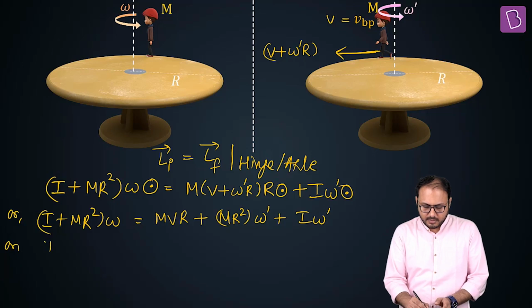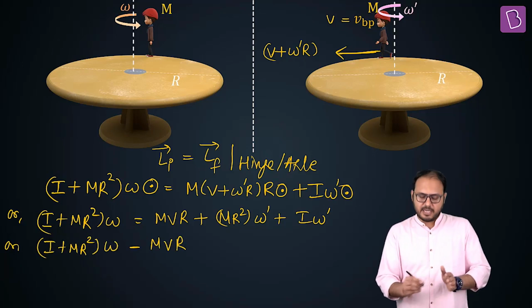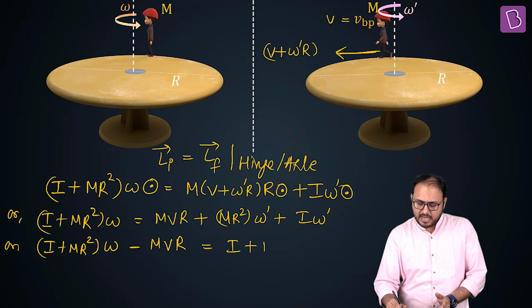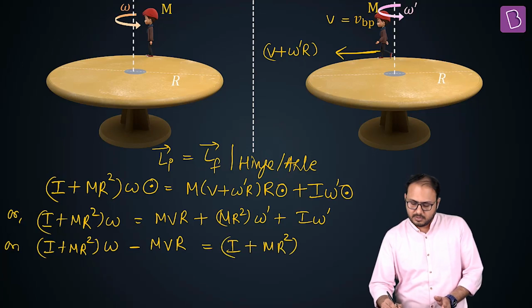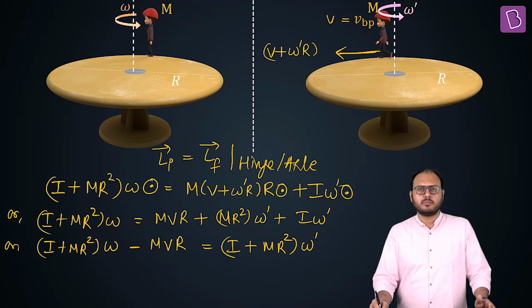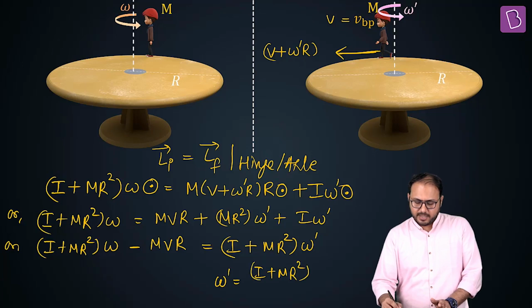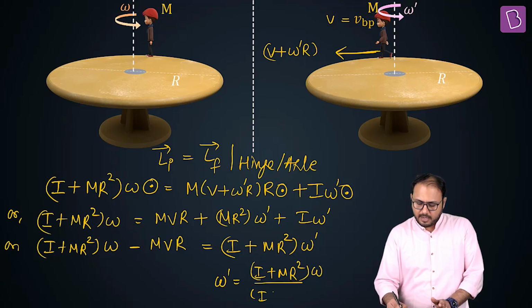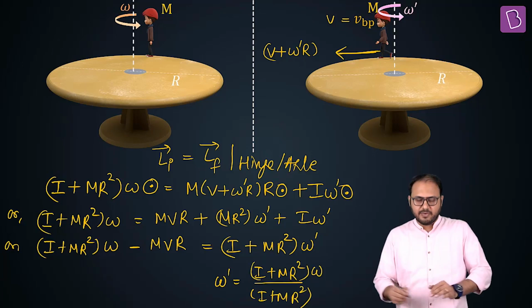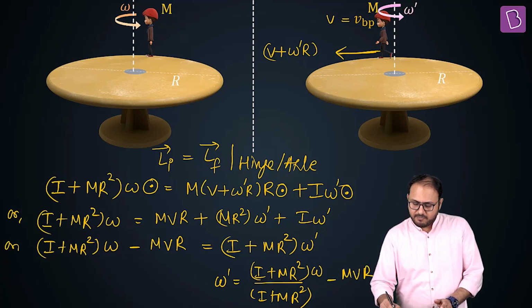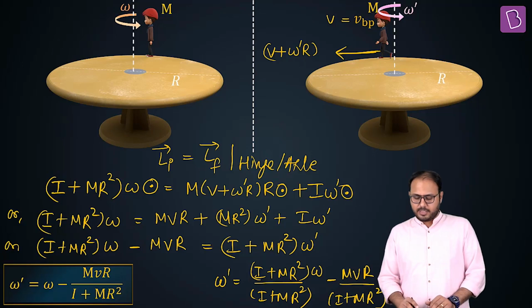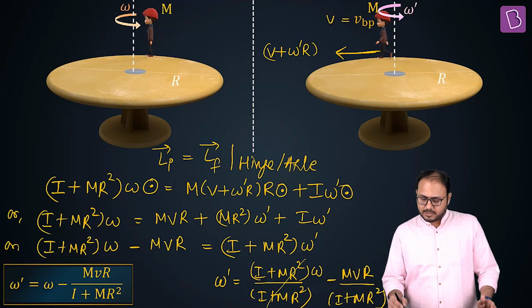Or, I plus mr square omega minus mvr is equal to I plus mr square omega dash. How's this? That's correct, sir. Or omega dash is equal to I plus mr square omega upon I plus mr square, minus mvr upon I plus mr square. I divided both the terms by I plus mr square. See what you get: omega minus mvr upon I plus mr square, because these two get cancelled.